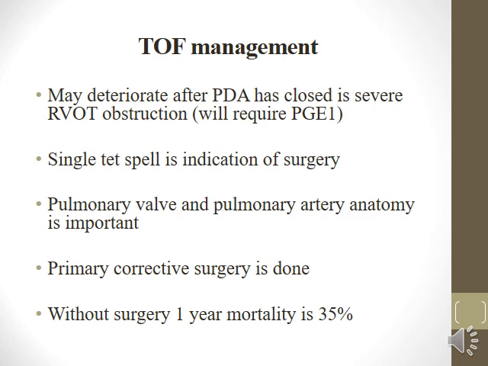Pulmonary valve and pulmonary artery anatomy is important. Primary corrective surgery is done. Without surgery, 1 year mortality is around 35%. So surgery should be done around 6 months of age. And we have to know the pulmonary valve, how it is working, and how the pulmonary artery is, and the policy depends on that.